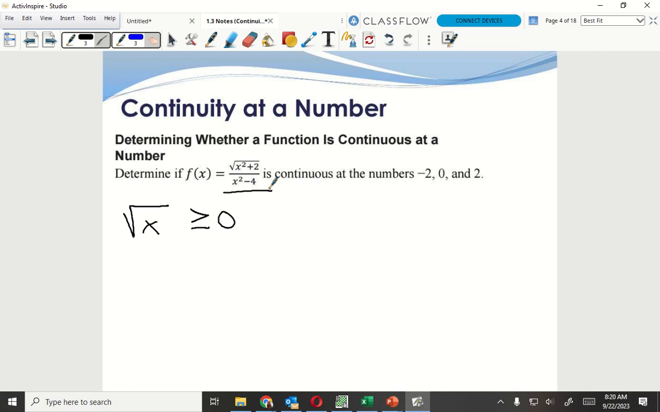Is there any x value that I could plug in that's going to give me less than 0? Give me a number that might work. 0? Let's see. So square root of 0 squared plus 2. What is that going to give me? Just the numerator. It's going to give me 2. Okay, that one did it. No problem there. So your whole goal is to find something that makes this fail.